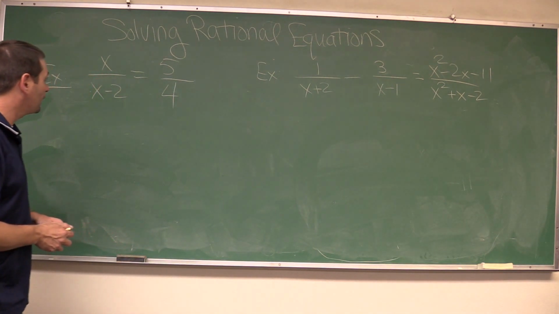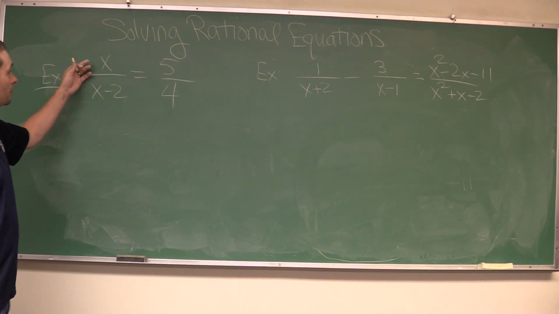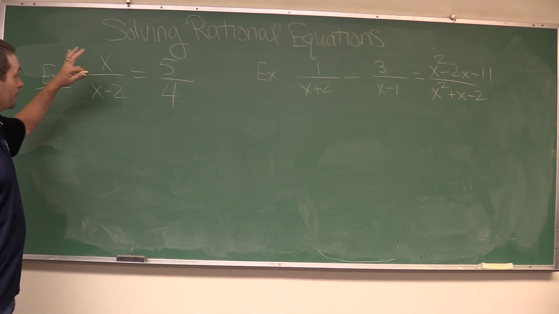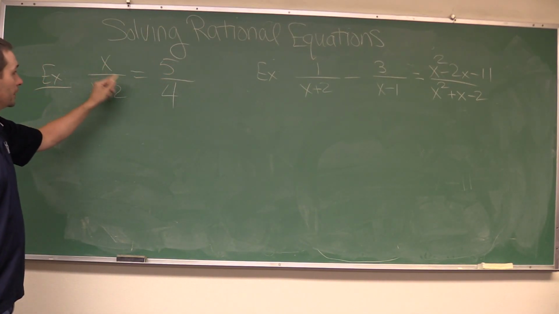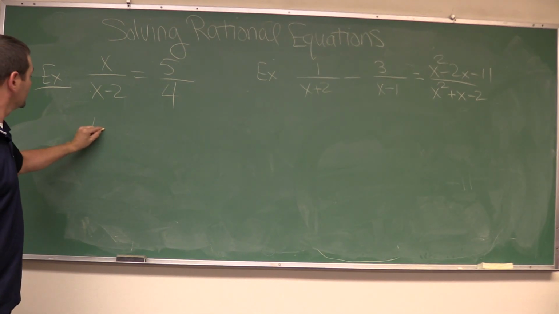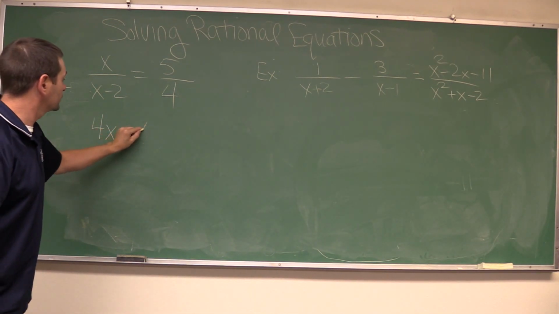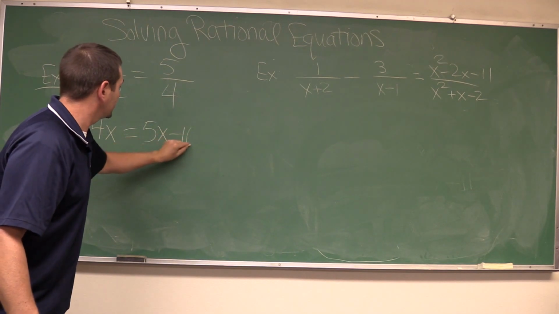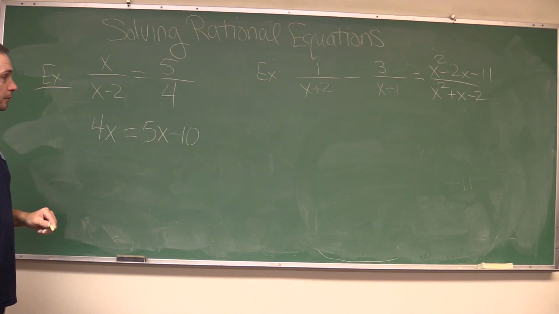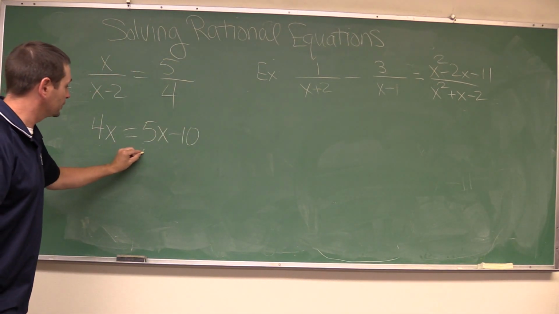So we've learned quick ways to solve. These are like a proportion. When you have one fraction equals one fraction, you can set your cross products equal to each other. So we have 4x equals 5x minus 10, the distributive property. We multiply those two together. Now it's a nice linear equation.